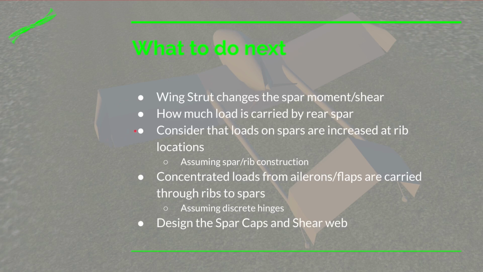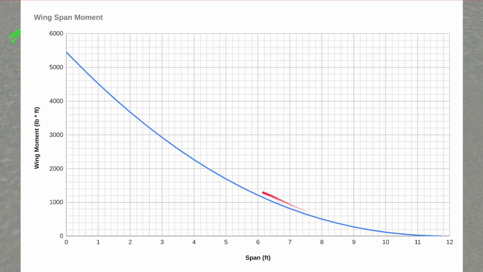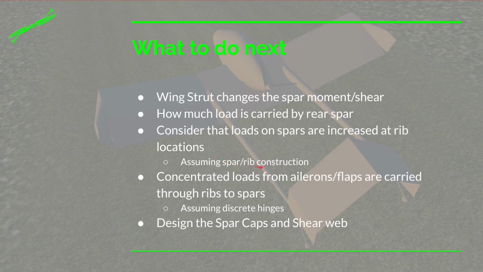And another thing to consider is that ribs tend to concentrate that lift force where they attach to your spar. So it's not going to be this nice smooth line. It's actually going to be fairly flat in between those ribs, and it's going to jump where a rib is, then come up, jump where a rib is, then be fairly flat all along here. Now, it's not strictly true. There will be some slope in between, but it's a fairly good approximation. And of course, that's assuming you have spar and rib construction.